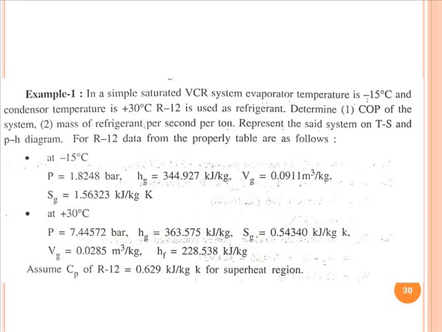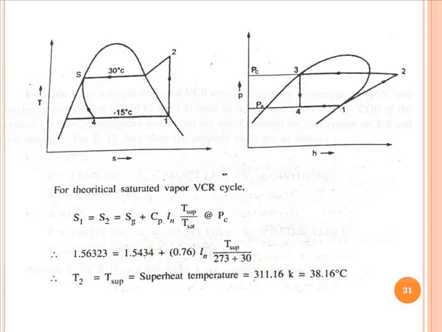So now first we will plot the entire system on TS and PH diagrams, and then we will try to solve the problem. So you can see, firstly we plot the same thing on the TS and PH diagrams. In the data itself it is given that the refrigerant is in a superheated state. So the 1 to 2 process is shown, where at state 2 the refrigerant is available in the superheating zone. The same thing is plotted on the PH diagram also.